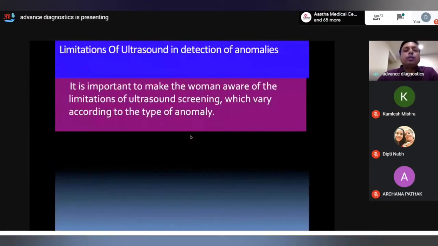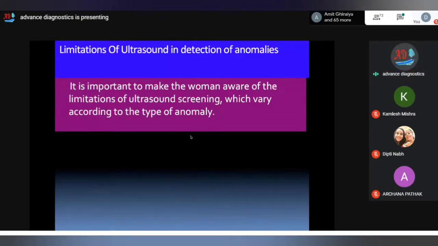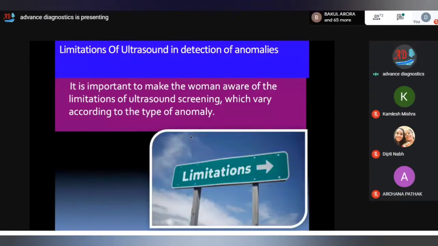And the most important thing is that it is important to make the women aware of the limitations of ultrasound screening, which vary according to the type of anomaly. So in our practice, we write in our report that the limitation of ultrasound in detection of congenital anomalies in twins has been explained to the patient and companion, because we know the chances of missing anomalies in twins are much more than in singletons. So our detection rate falls down.